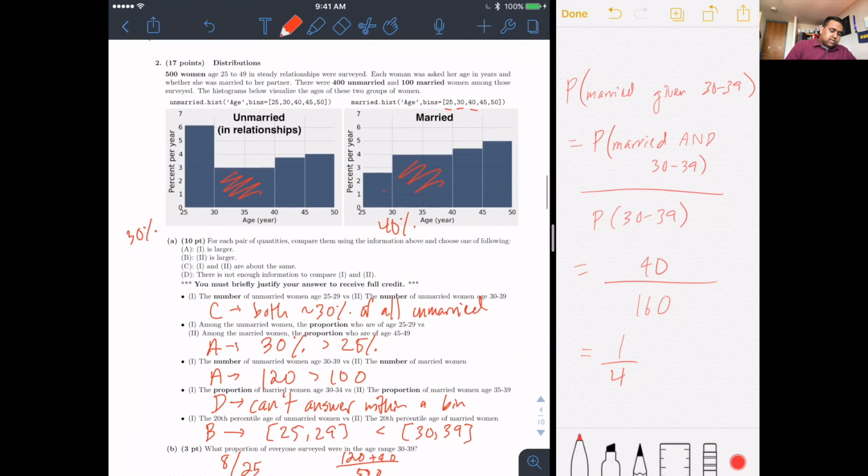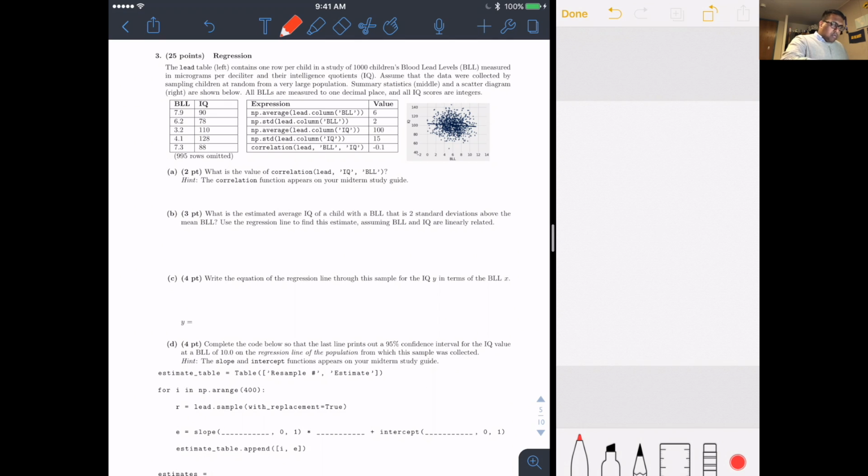And that just about wraps up the second problem. Let's continue with problem 3, which deals with correlation and regression. Part A asks us, what is the value of the correlation of lead, IQ, and BLL?